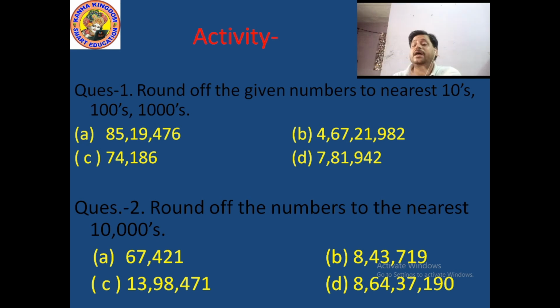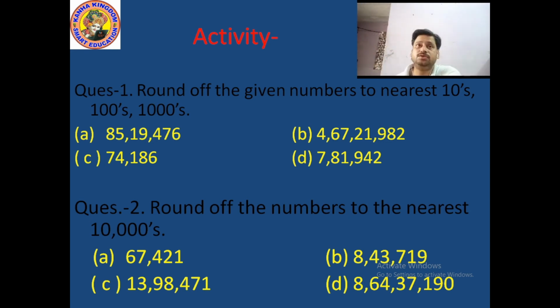But if 100 place is same as 5 or more than 5, so what you have to do, again you convert 100 place value, tens place value, ones place value into 0, but you have to add one more number in 1000 place, and rest 10,000 place and rest other places all are same. Understand?